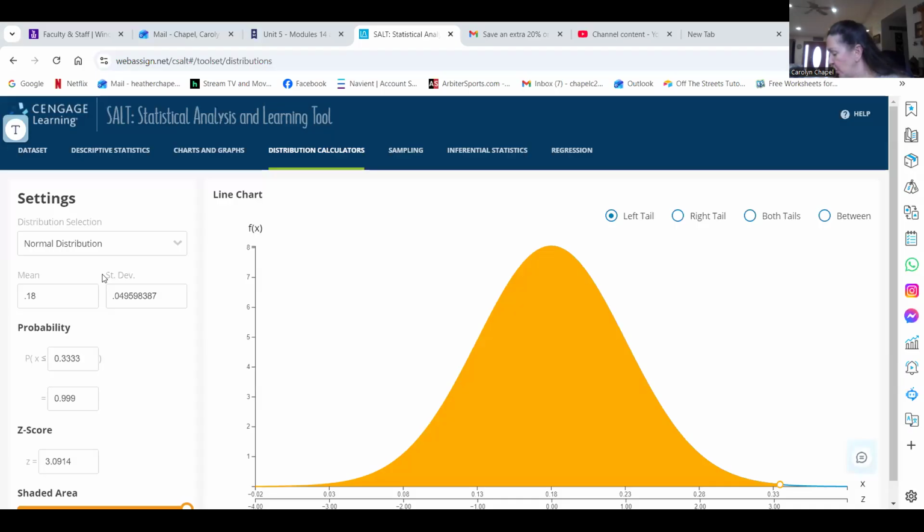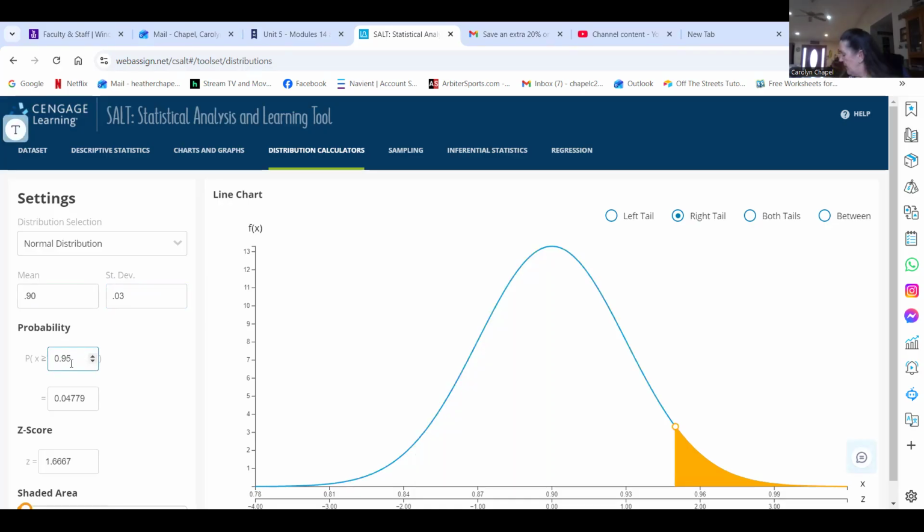Okay, so we are using a normal. My mean is that 90%. My standard deviation, which is the square root of P times 1 minus P over 100, was 0.03. No rounding needed there. The first question, we wanted to know that more than 95 will sprout. So we want to go more than, so a right tail, and more than 0.95. That gives me 0.04779.